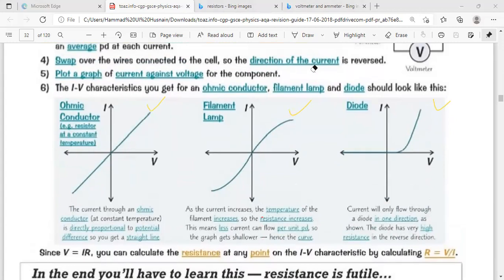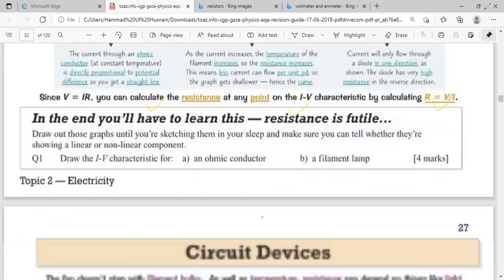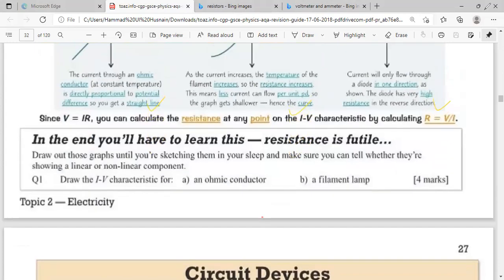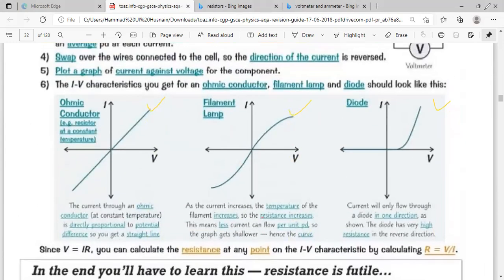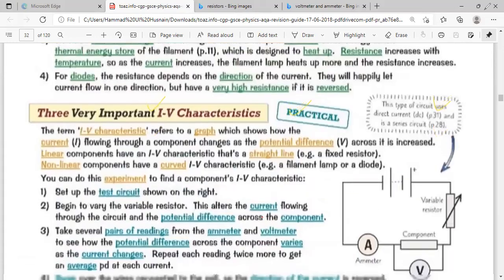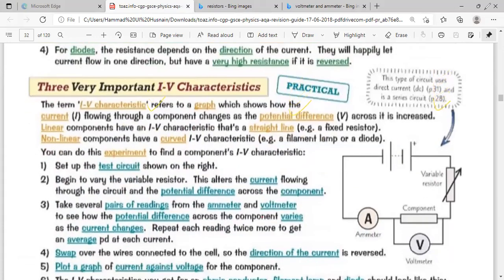There is also a question over here that draw the IV characteristic curves for an ohmic and a filament lamp. But you need to know about the diode as well, right? Yeah. So let us discuss the practical as well.